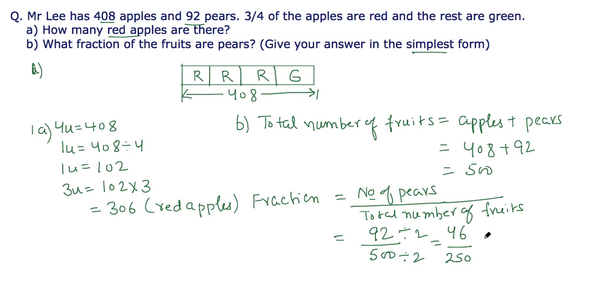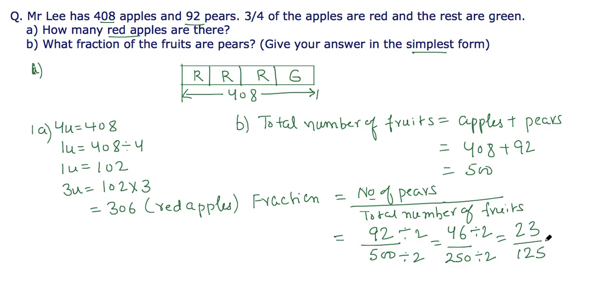Is it in the simplest form? No, because I can still simplify it further. Let's again divide it by 2, since both are even numbers. 46 divided by 2 is 23, and 250 divided by 2 is 125. So is it the simplest form? I can say yes. Why?